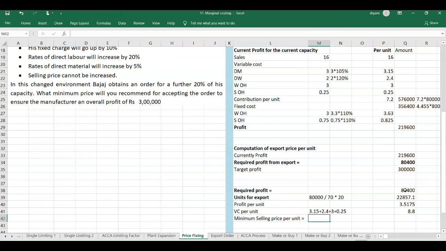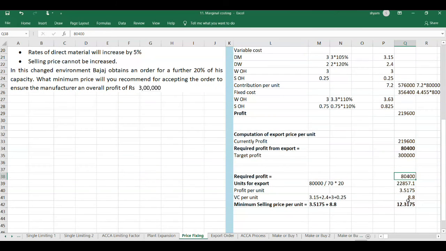So it could be 3.5175 plus 8.8. To make the product it takes 8.8, and we need a profit of 3.515. So both put together, we need at least this price to make a profit of this much. Okay, so we'll do the sum in reverse, you will get an idea now. I'll explain the sum in reverse.